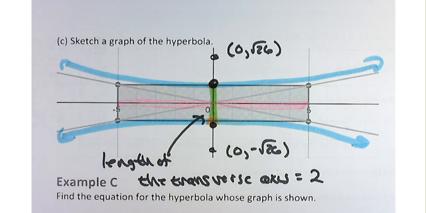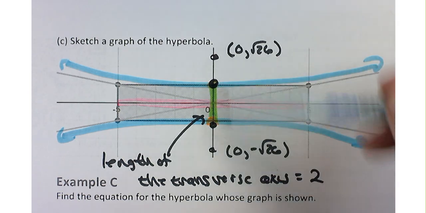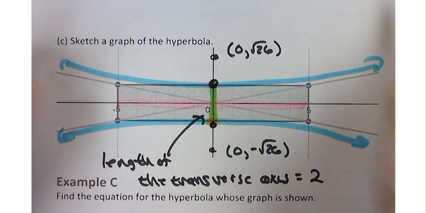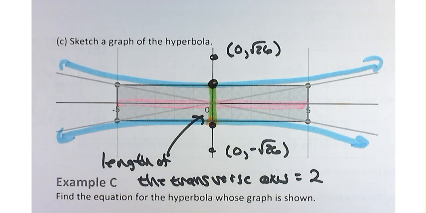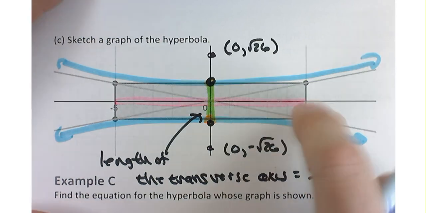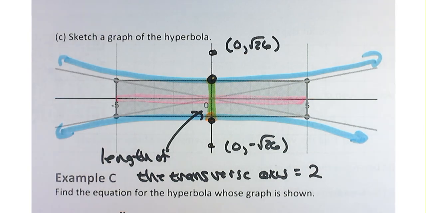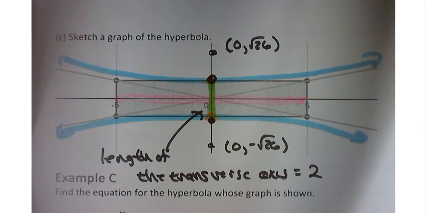Great. Transverse axis is always going to be the axis that runs through the vertex of each branch of the hyperbola. Nice. And that's it. We're done with that one. Well, let's take a look at the next one, unless there's some more comments or thoughts on example B here. Let's move on to example C.